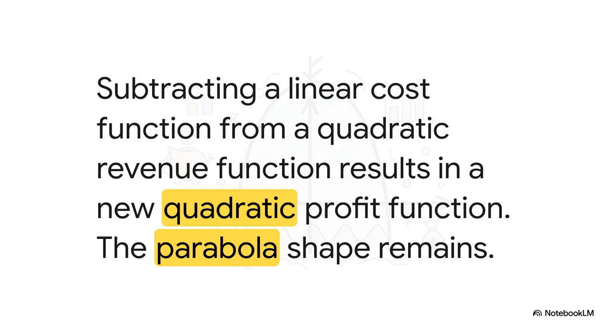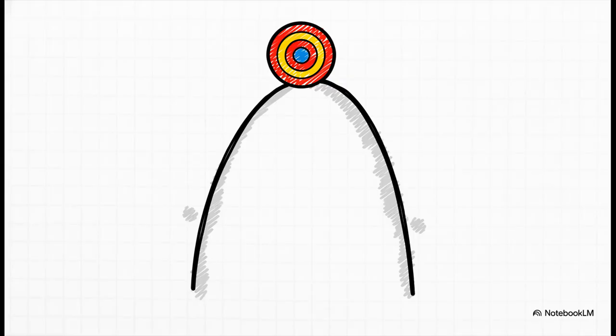This is such a critical result. So what does that mean for us? Well, this mathematical property is what makes this whole problem solvable. The fact that our profit function is a downward-facing parabola guarantees that there is one and only one maximum value. There's a single peak. This means there is one perfect production level that will give us the most profit, and any other number, whether it's higher or lower, will give us less profit. Our complex business decision has been simplified to finding that one specific point, the vertex of our parabola.